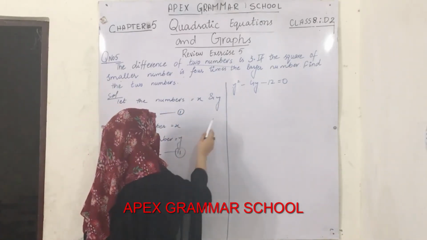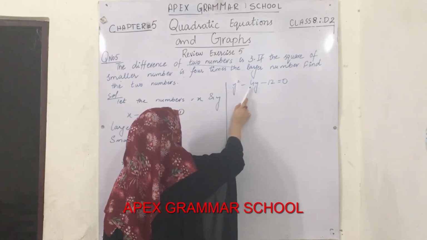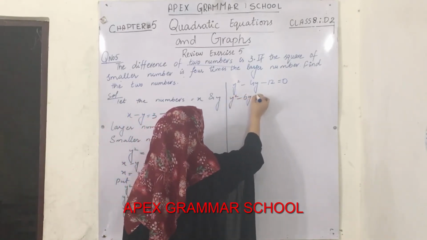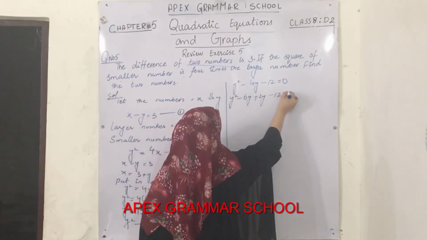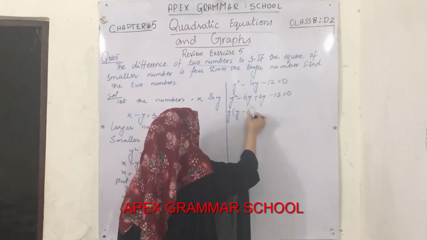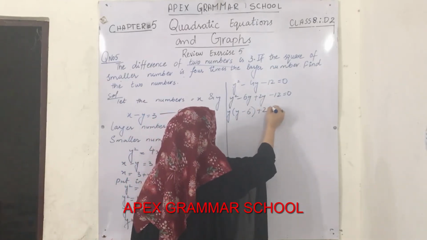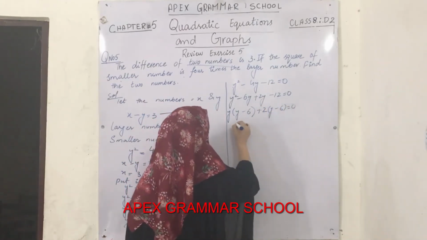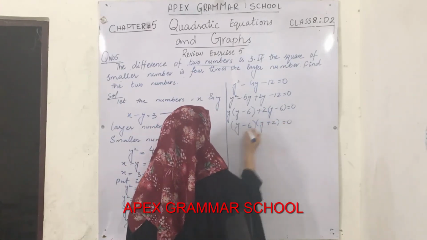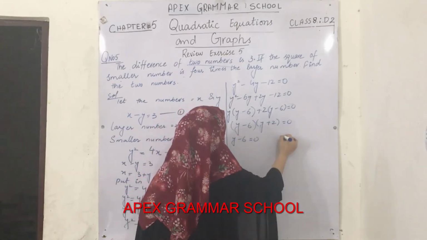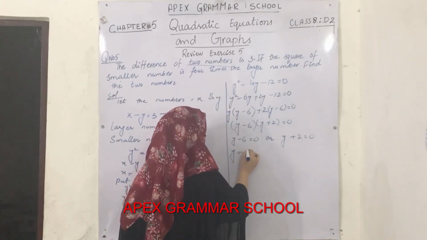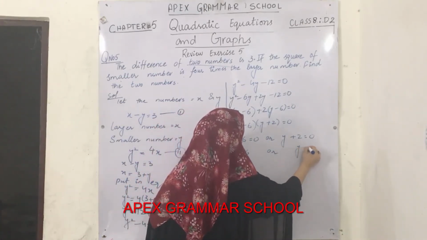I need two numbers whose product is 12, but when I add or subtract those two numbers I should get −4. So I came up with the numbers −6y and +2y: y² − 6y + 2y − 12 = 0. From the first two terms I am going to take y common, y − 6. From the last two I can take 2 common, y − 6 = 0. It reduces to (y − 6)(y + 2) = 0. y − 6 = 0 or y + 2 = 0, so y = 6 or y = −2.